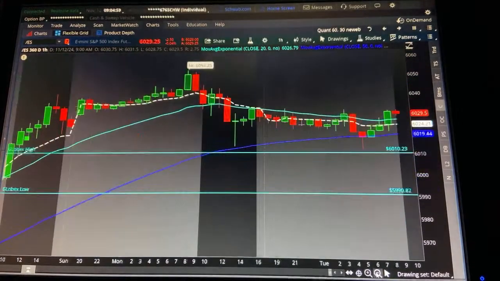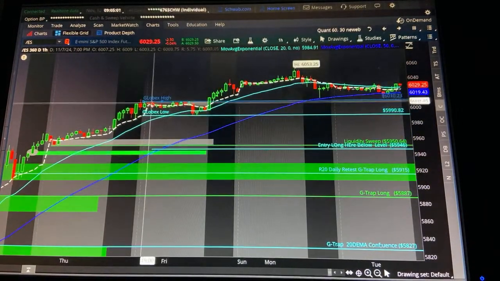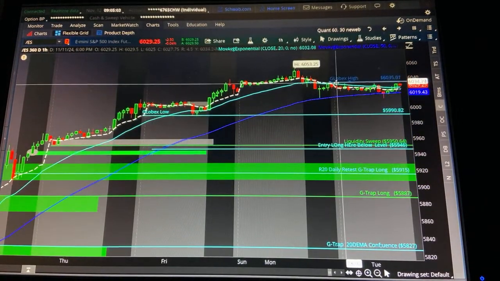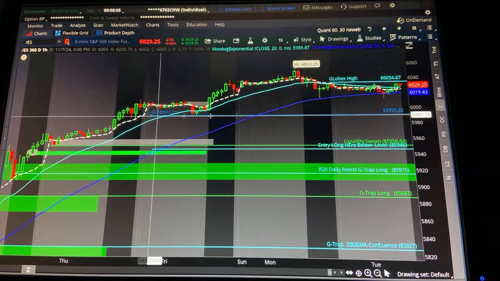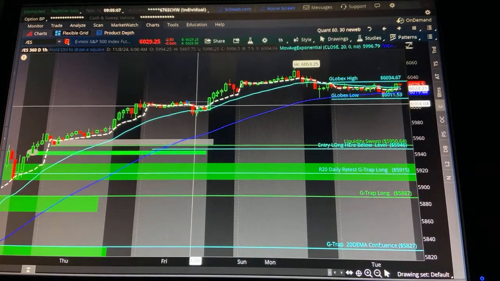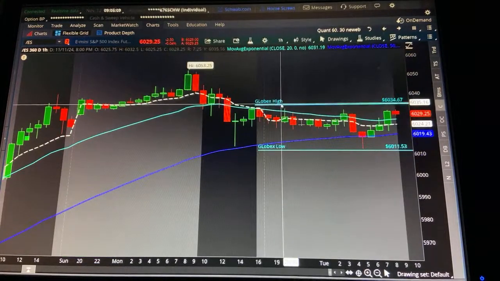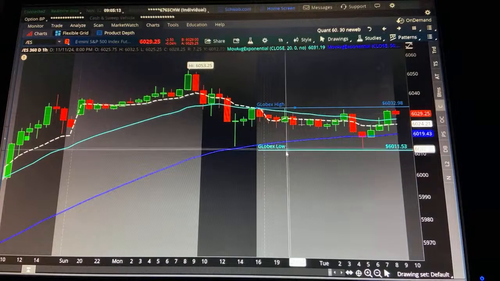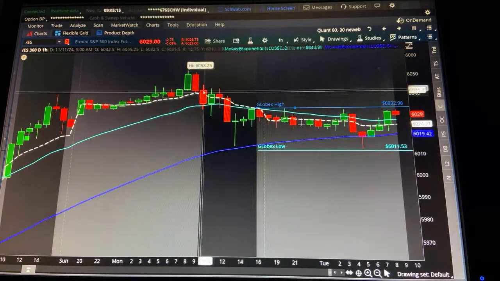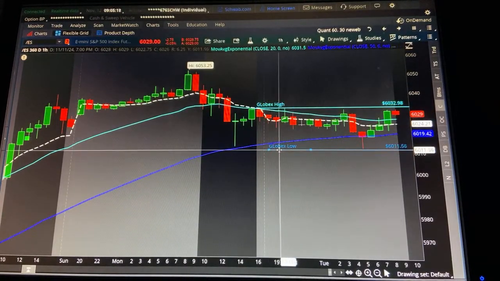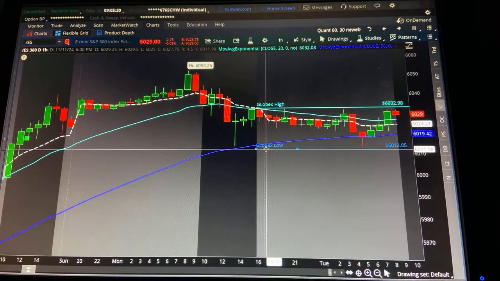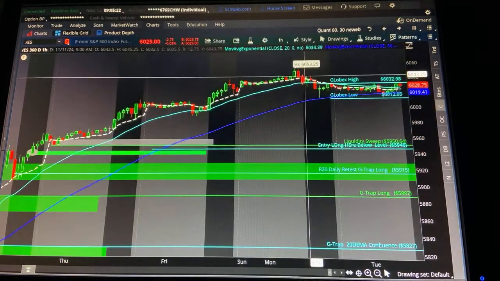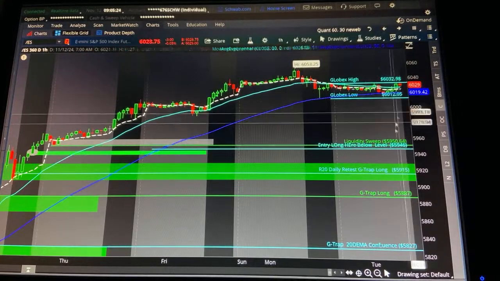Oops, sorry about the movement. Map out the Globex high, represented by that blue line there. Globex low. There. All right, the overnight session. You can see yesterday we had a little grindy drop here. Didn't give back too much there yesterday. Not much. And the setup is okay.